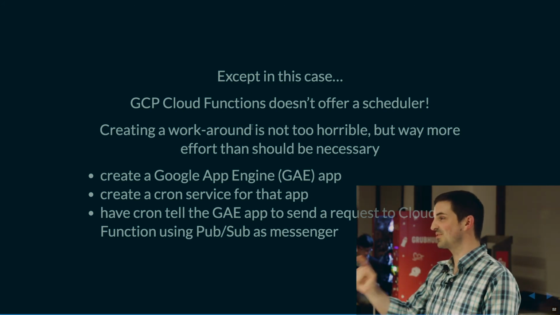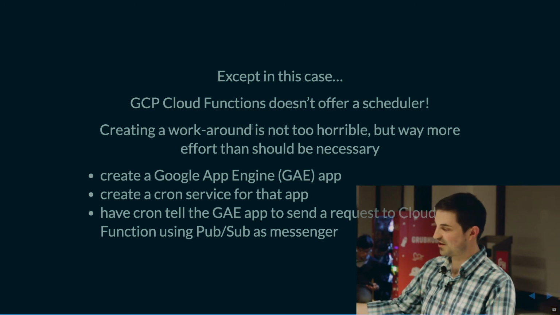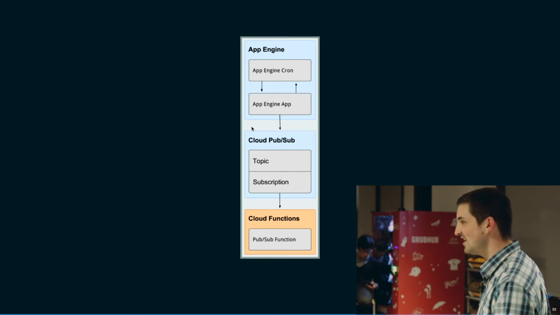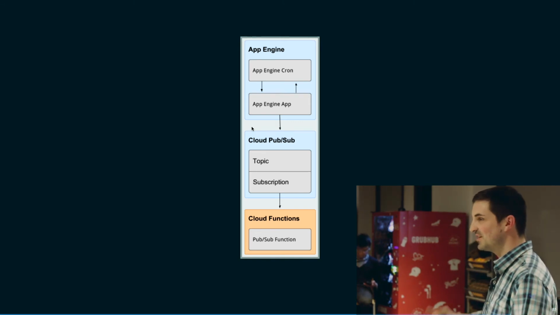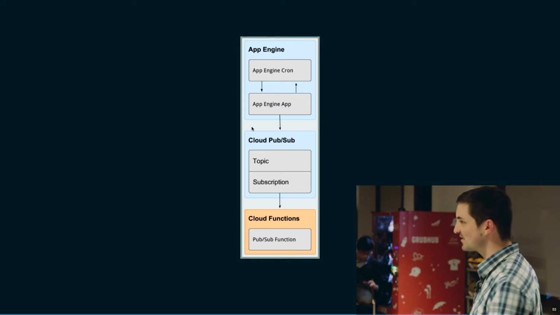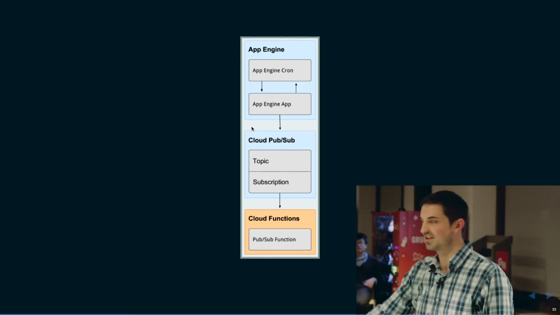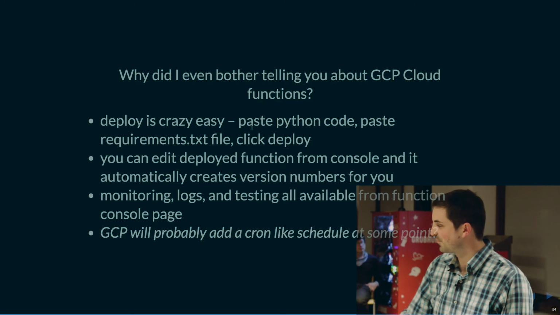So you have to go through this crazy process where, I'll just show you the picture. It's easier. You have an App Engine. That App Engine has a cron that comes with it. You publish to a message queue, and then that message queue publishes to your functions. That's stupid. They should just create a schedule. I asked them to do it every month.